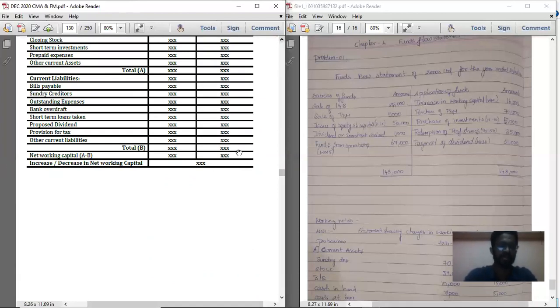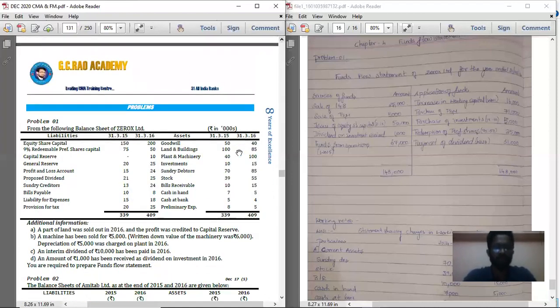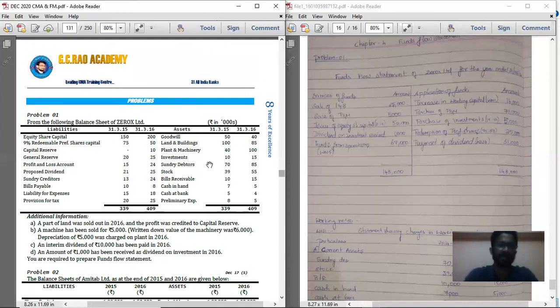These 3 statements you should give. Simple. All the numbers will be given in the question. You don't have to find any new numbers. You should take all the numbers and put them in the format, so that you will get the fund flow statement. That is, it will tally. Fund flow statement, source of funds and application of funds will tally.